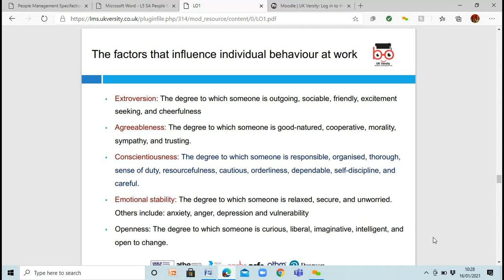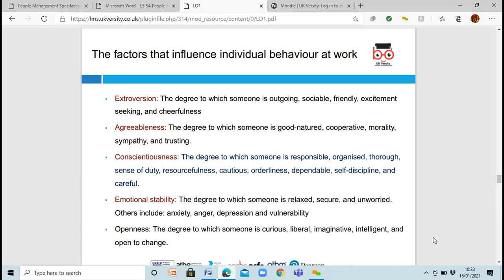So this is the last slide for assessment criteria 1.2. So these are the factors that influence individual behavior at work. So we've got something called extroversion, agreeableness, conscientiousness, I can't get the word out today, emotional stability, and then a couple more. So we'll have a little skim through these.